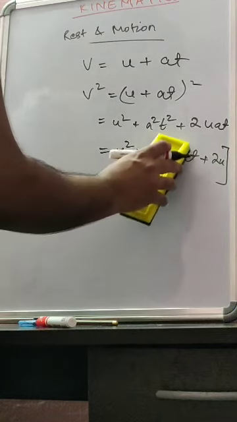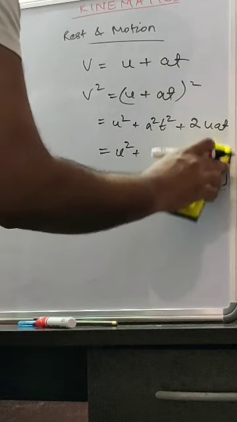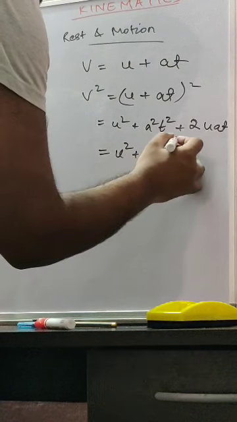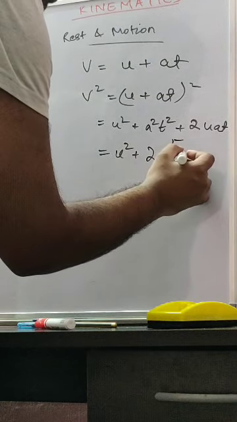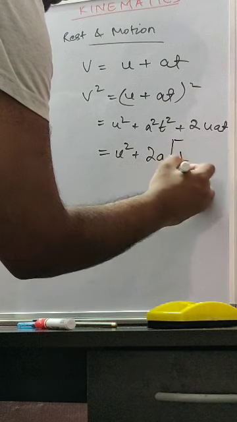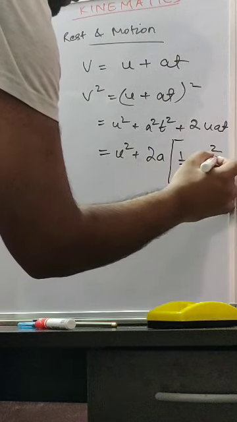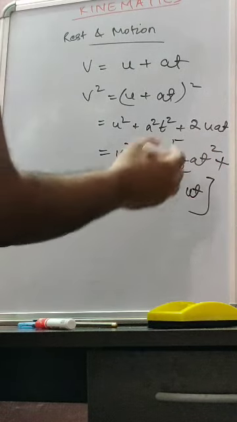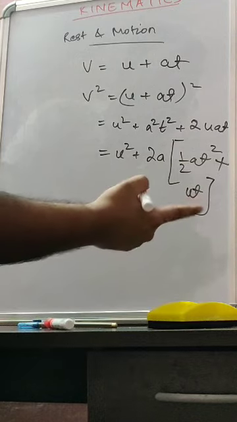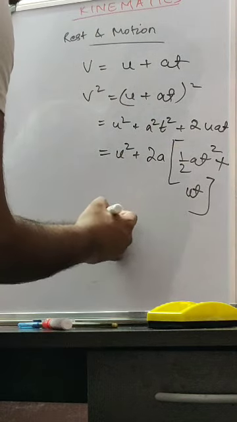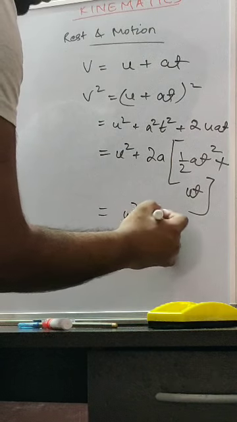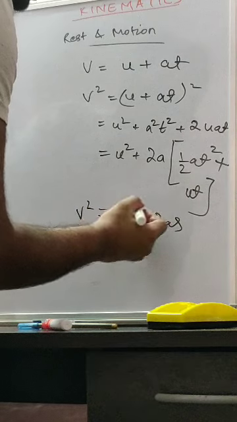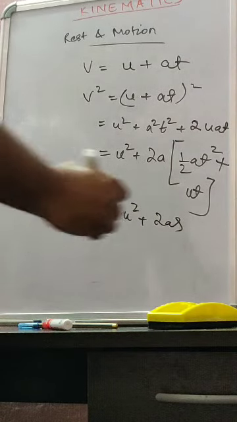Suppose we take a common like this. This becomes a into half at square plus ut. So we get ut plus half at square, which is nothing but the distance covered. So we get u square plus 2as. v square is equal to u square plus 2as. This is the third formula.